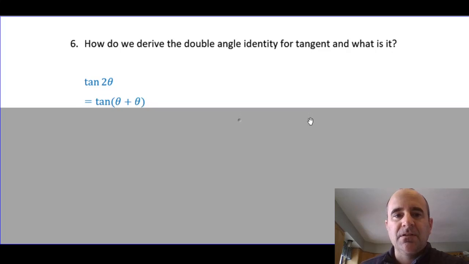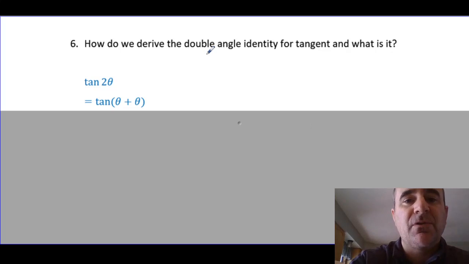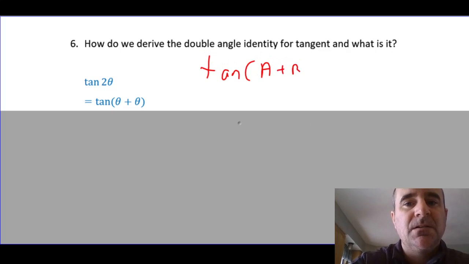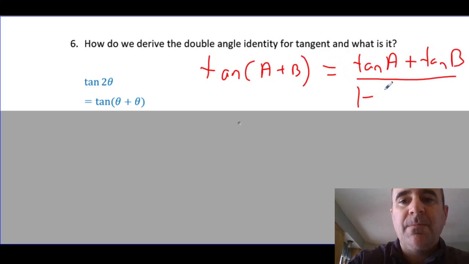Okay, well, to start with, tan 2 theta is tan theta plus theta. And so we can use the addition identity for tan to answer this question. This is one way to do it, by the way. There are other ways to do it. So if you remember, the tan of A plus B is equal to tan A plus tan B all divided by 1 minus tan A tan B.